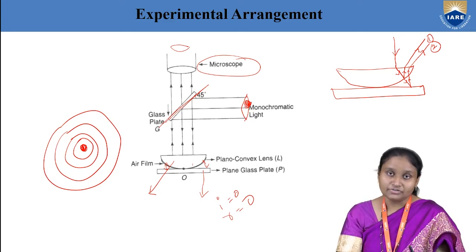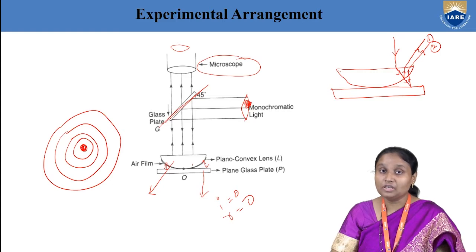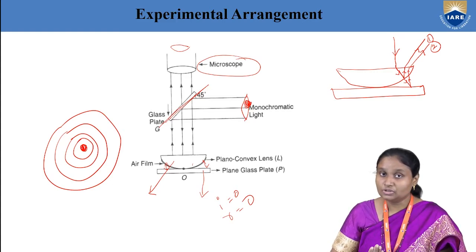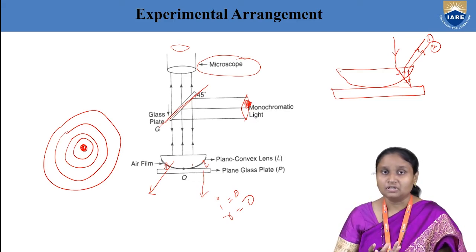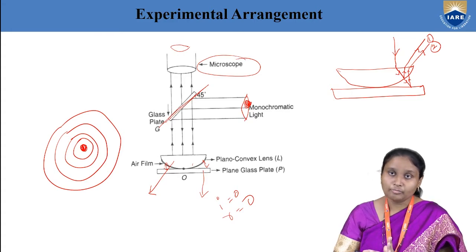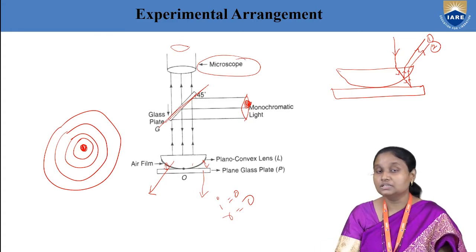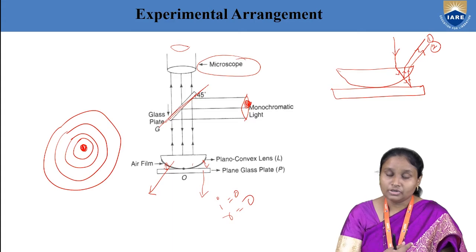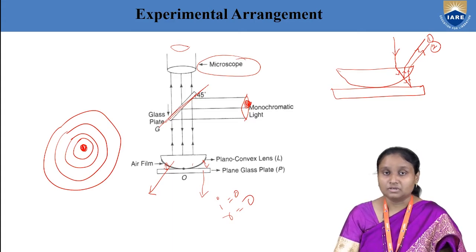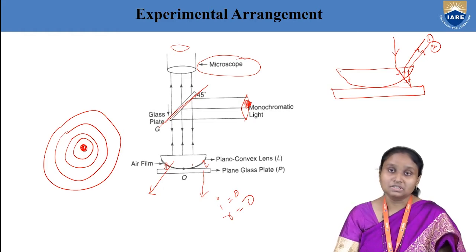And why are we getting circular fringes? Because, as you know, what is the shape of the air film formed between the convex surface and the plane glass plate? The shape is circular. Why? Because we are keeping a convex surface, and below that convex lens the shape is circular. Just try to imagine a sphere. If we cut a small part down from a sphere, that part will be circular in shape. And because it is kept on the plane glass plate, the shape of the air film will be circular. And because our air film is circular, our fringes are also circular in nature.